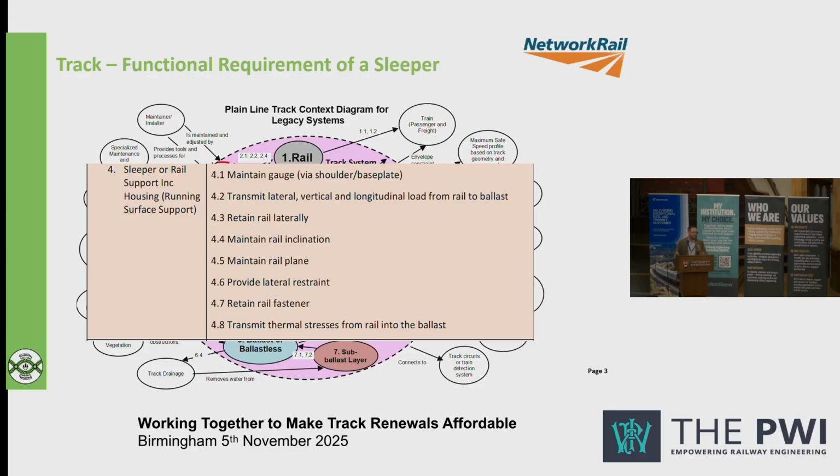There's a few other things we've started to use sleepers for as well. One of them is cables. We attach cables to sleepers. And also, one thing that is missing from there is we also have to support a conductor rail pot on the end of a sleeper to support conductor rail. So that's another function that we should be considering when we design sleepers.